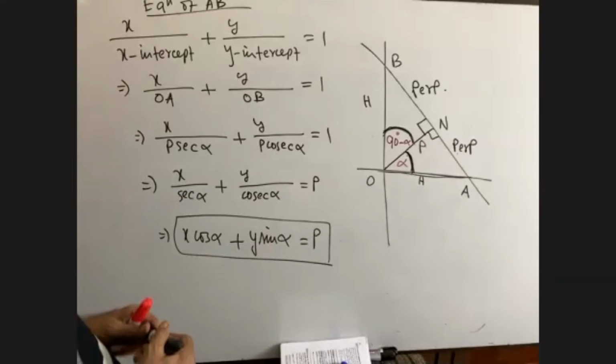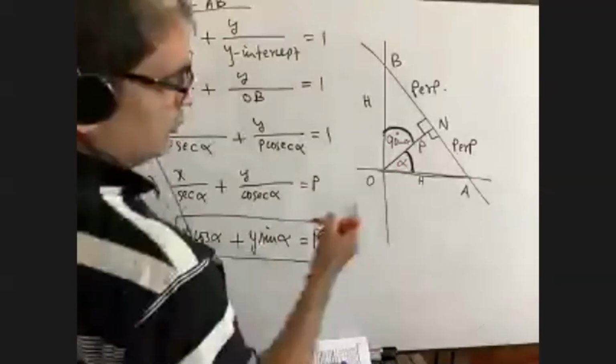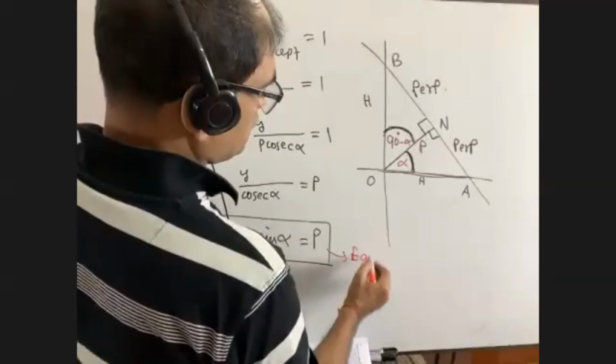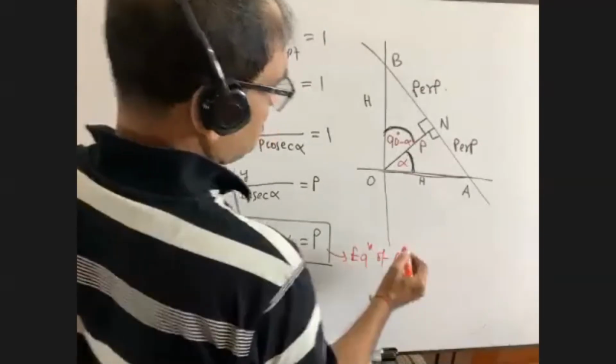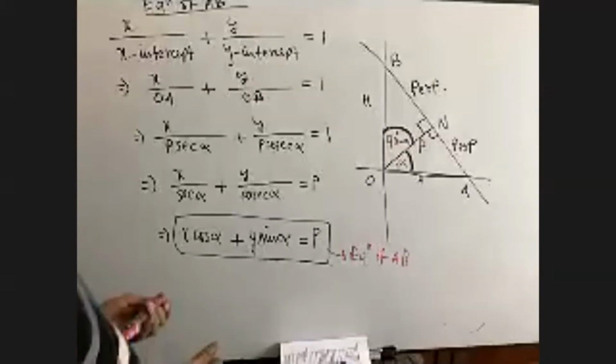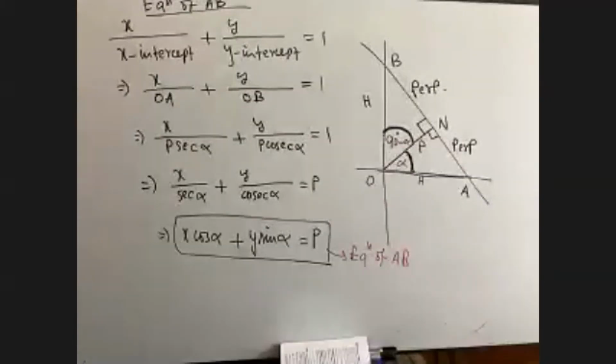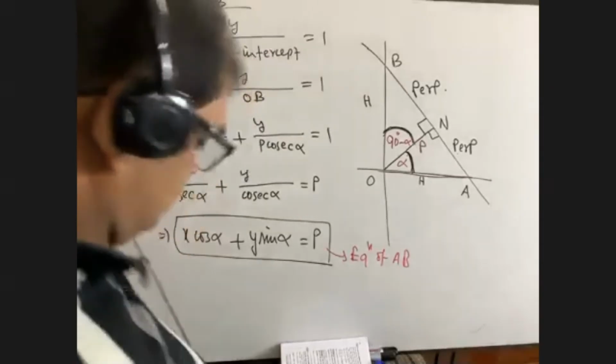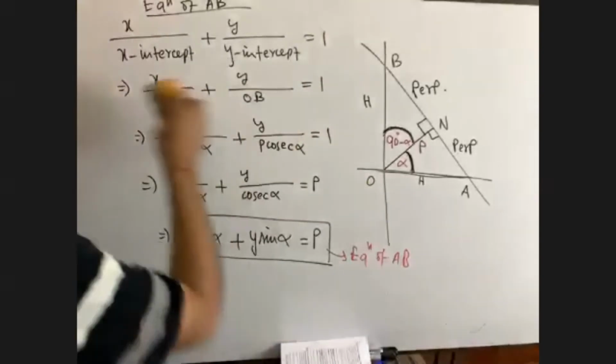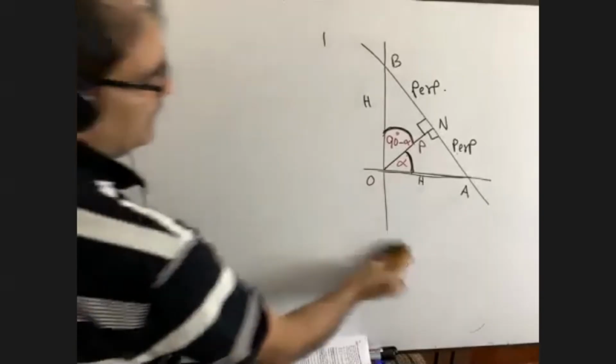Just as in the last proof, the equation of a straight line in intercept form is written as x by x-intercept plus y by y-intercept is equal to 1. Okay, it is the equation of AB. Now, what is the x-intercept? This is the x-intercept, that is OA. So we can write x by OA. What is the y-intercept? The y-intercept is OB. So y by OB equals 1.